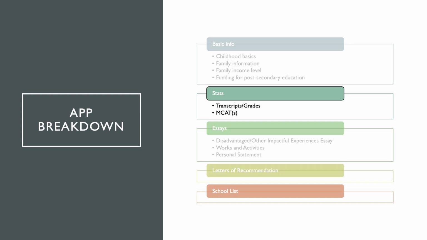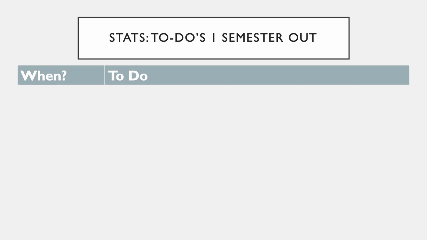So first, the stats. The first thing we need to do in general is to assess whether or not we're ready to apply. I have another video that goes into detail on how to assess your stats and extracurriculars for competitiveness, but in general, if you haven't already, you need to calculate your AMCAS GPA. If it's too low to be competitive, that's worth knowing as soon as possible so that you can plan whether and how to readjust your timeline.